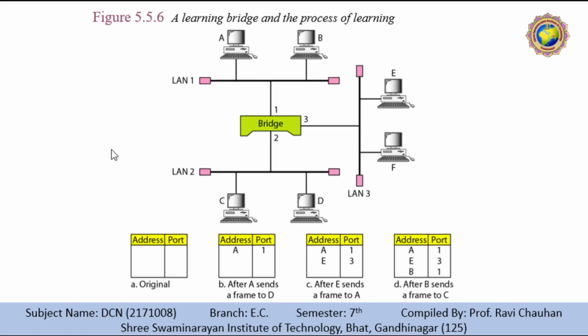Next point is learning. A particular table learns a frame direction, called learning. Earliest bridges had forwarding tables that are static. The system's administrator would manually enter each table entry during the bridge setup.